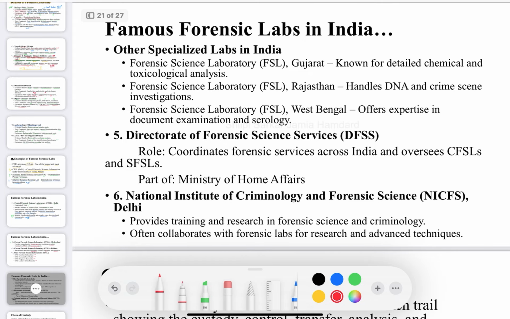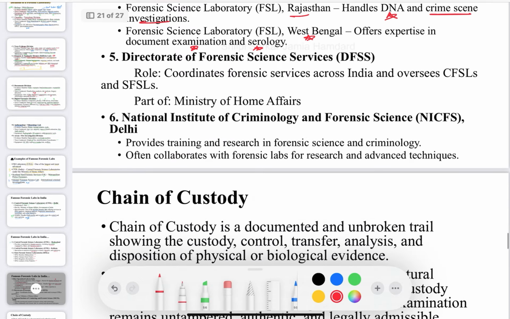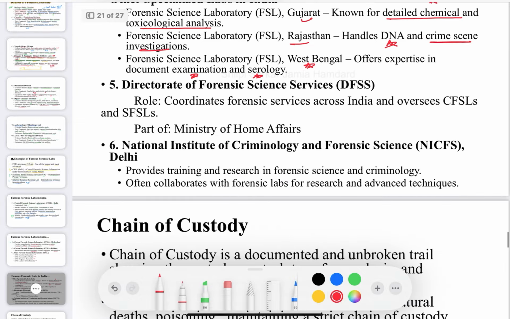Famous forensic labs in India. Other specialized labs in India: FSL, Forensic Science Laboratory, Gujarat, known for detailed chemical and toxicological analysis. It is mainly helpful in chemical and toxicological evidences. Rajasthan handles DNA and crime scene investigation. If we talk about West Bengal, the FSL offers expertise in document examination and serology.